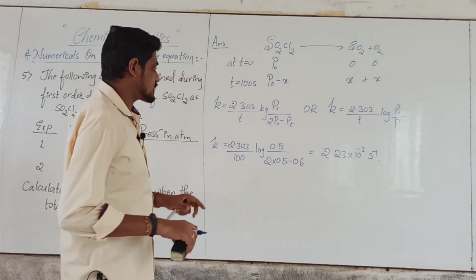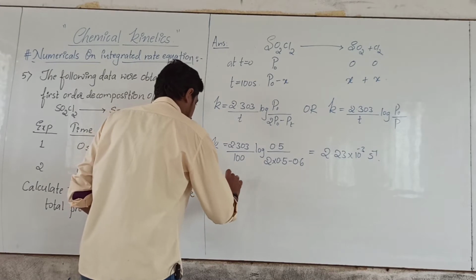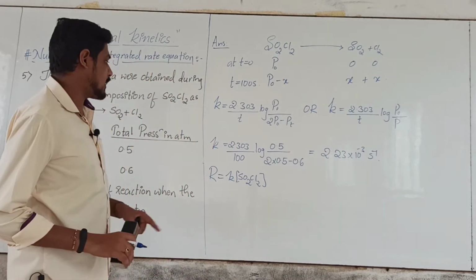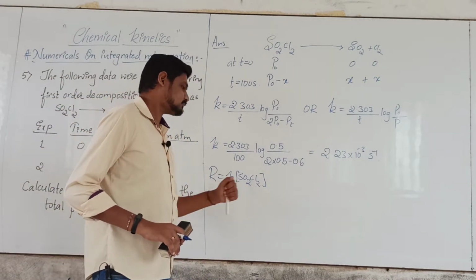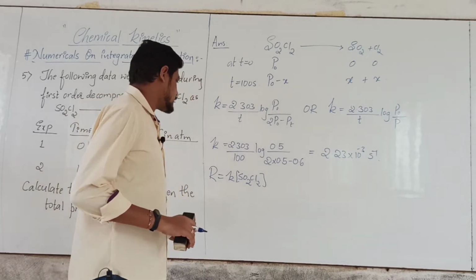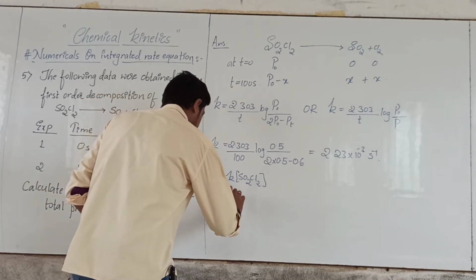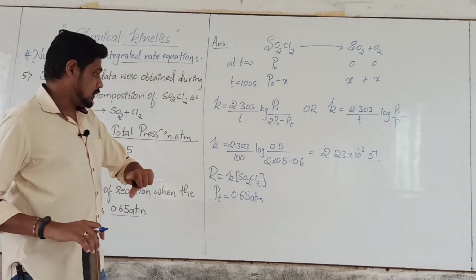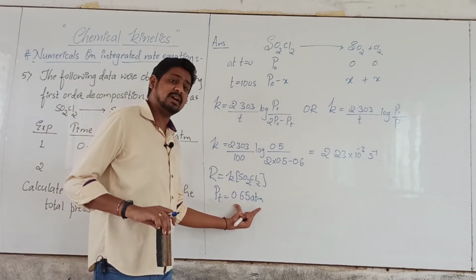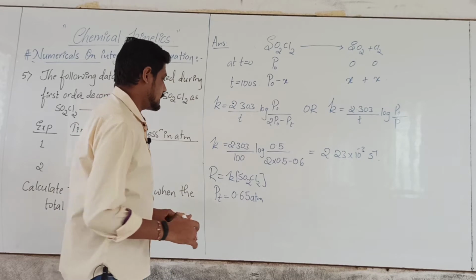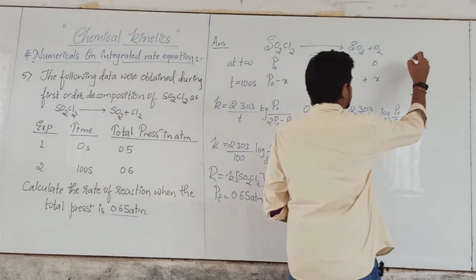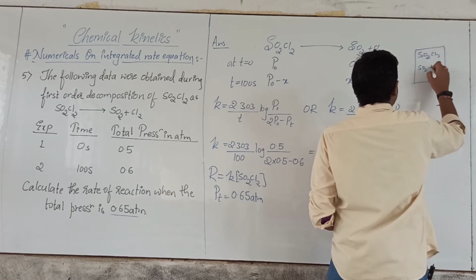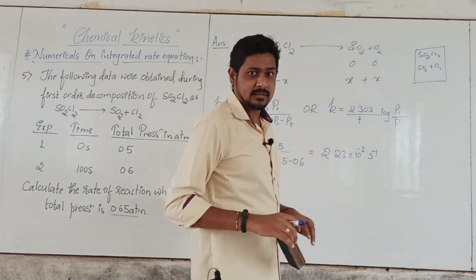After getting the rate constant, what is the formula again? Rate is equal to k into the concentration. Now we have got this, and now we have to get this. How do we get it? See, when the total pressure is equal to 0.65 atm, what does this indicate? Again I'll write here: SO2Cl2 gives SO2 plus Cl2. Now three gases are there.